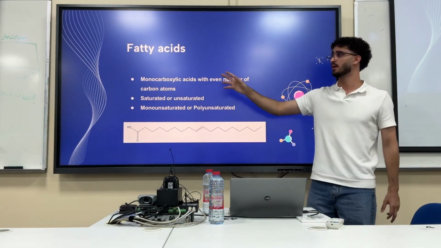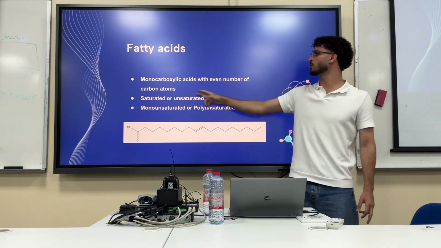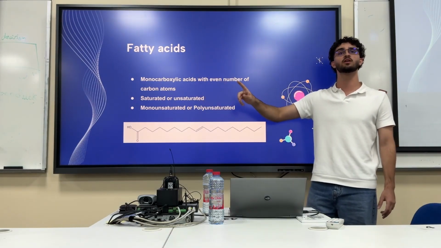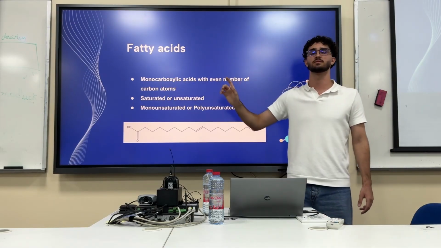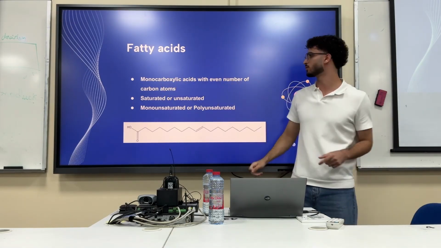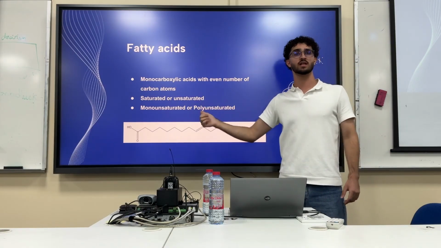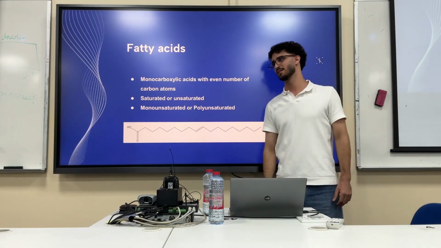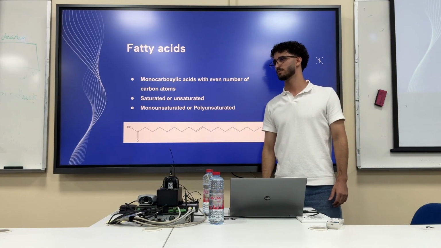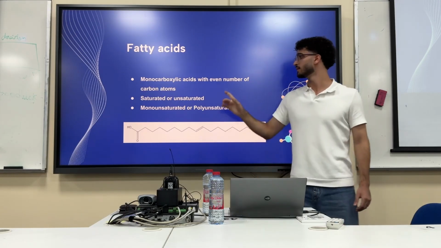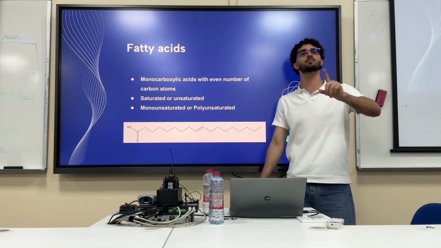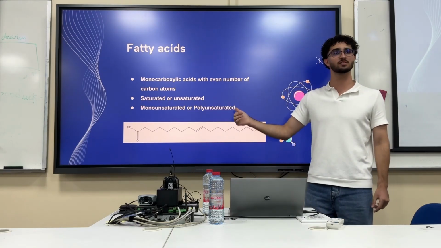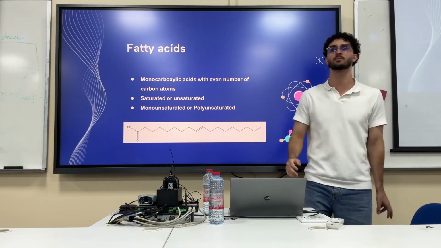Fatty acids. Fatty acids are monocarboxylic acids with an even number of carbon atoms. What does monocarboxylic mean? One carboxylic group. Saturated or unsaturated fat. Saturated has no double bond. Unsaturated has at least one double bond. If it is monounsaturated, it has one carbon double bond. If it is polyunsaturated, it has more than one carbon double bond.